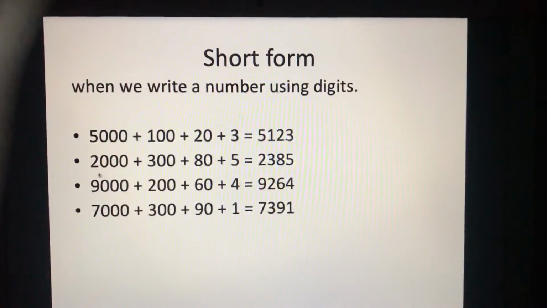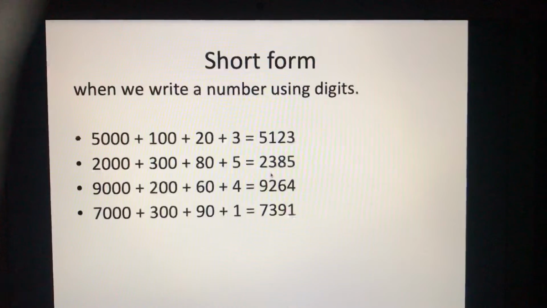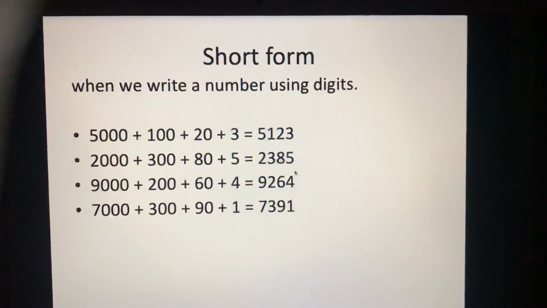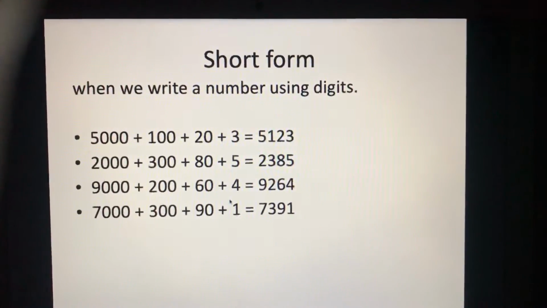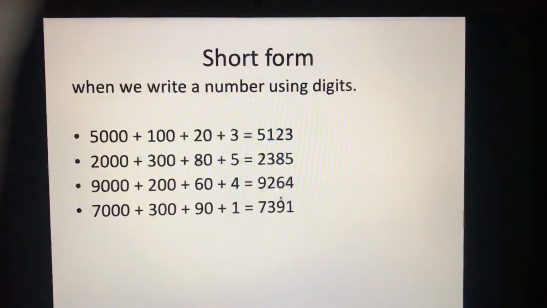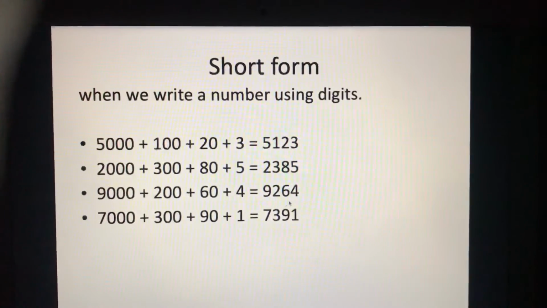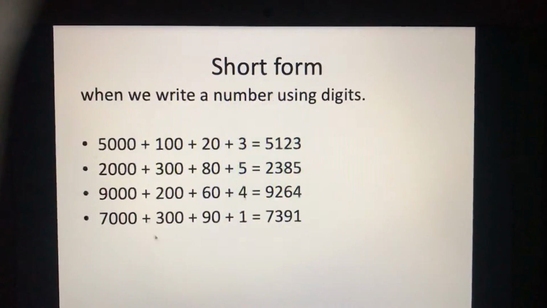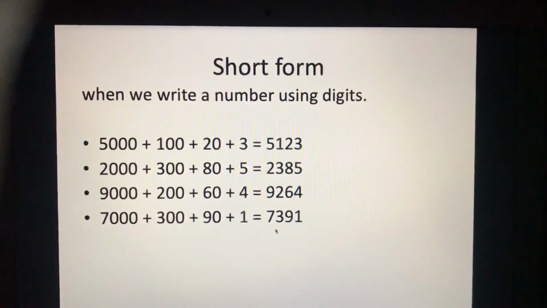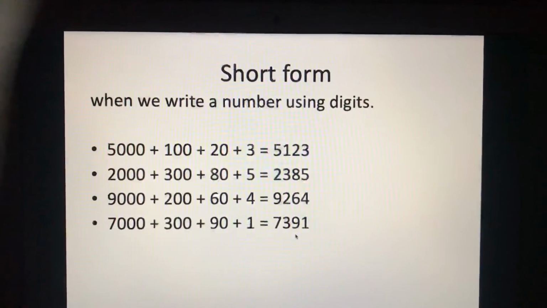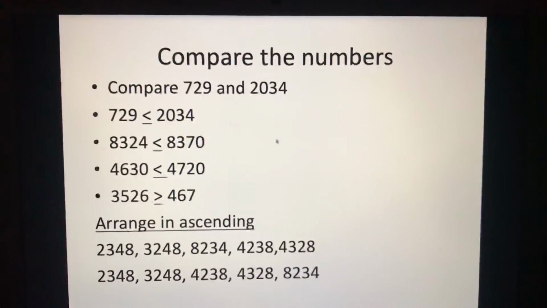5123. Next is 2000 plus 300 plus 80 plus 5. It becomes 2385. Next is 9000 plus 200 plus 60 plus 4. It is 9264. Next is 7000 plus 300 plus 90 plus 1. It is 7391.